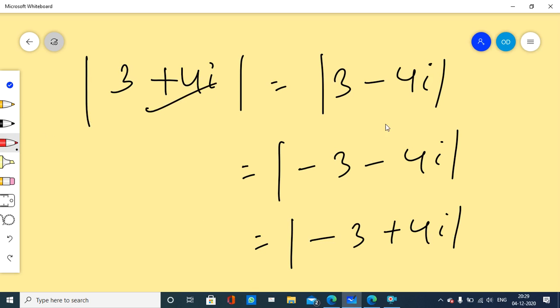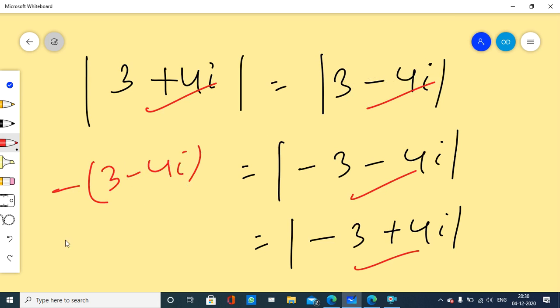This is the complex number. This is its conjugate. This is the additive inverse. This is the additive inverse of the conjugate. What is the additive inverse of the conjugate here? The conjugate is 3 minus 4i. What is the additive inverse? Minus 3 plus 4i, isn't it? So all of them have the same modulus. Okay, so take the screenshot.